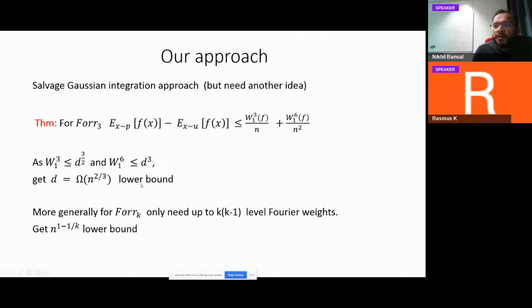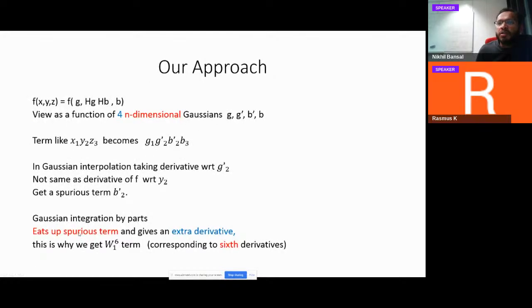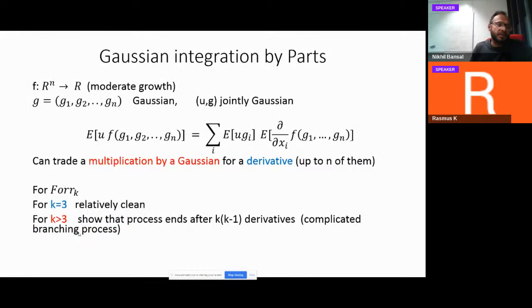And more generally, we can have a formula here for correlation k, which only requires Fourier weights of up to level k square. So that's still d to the L over 2, which is a very good estimate, and we get this bound. So let me just say one word about the trick that we need.